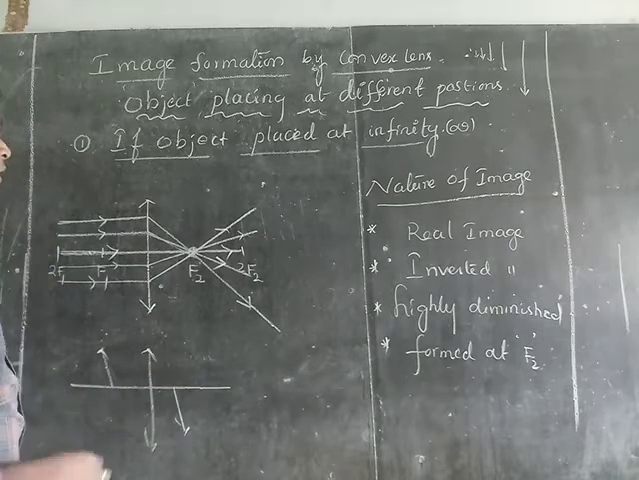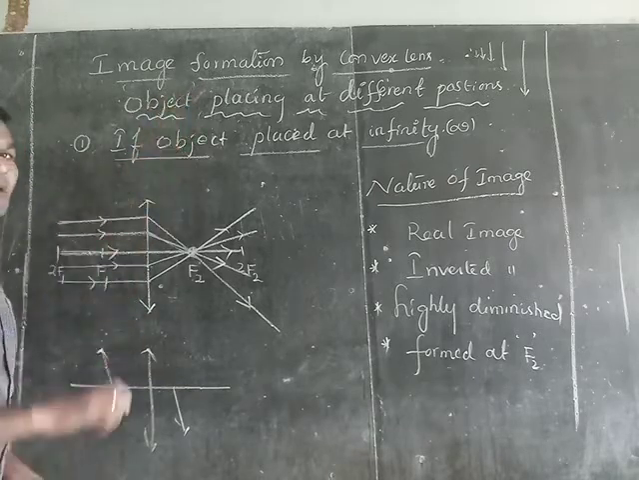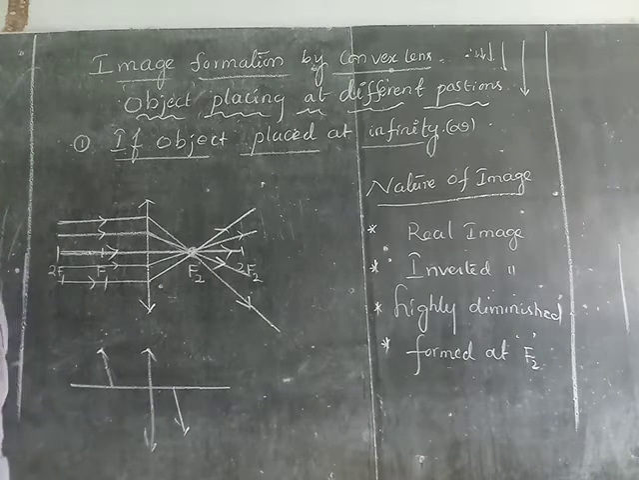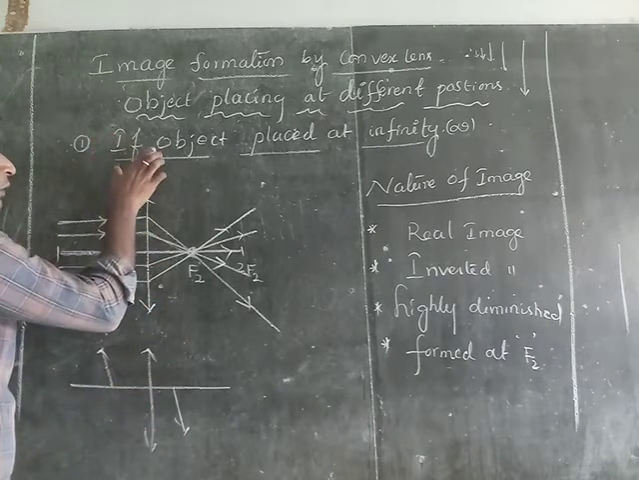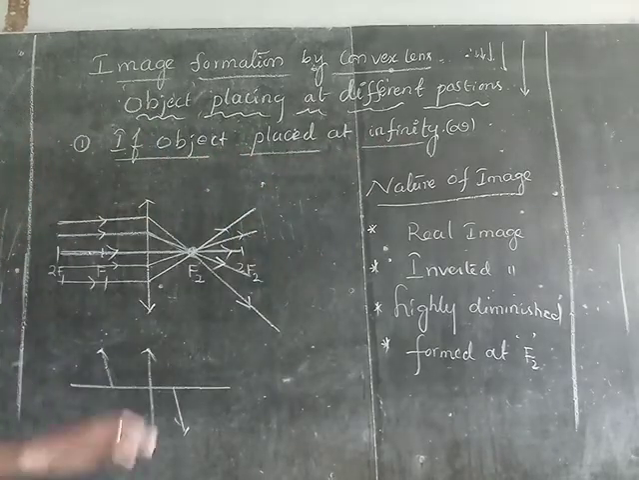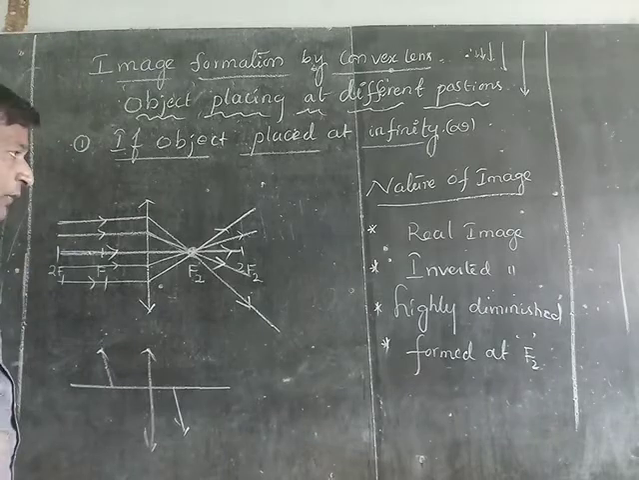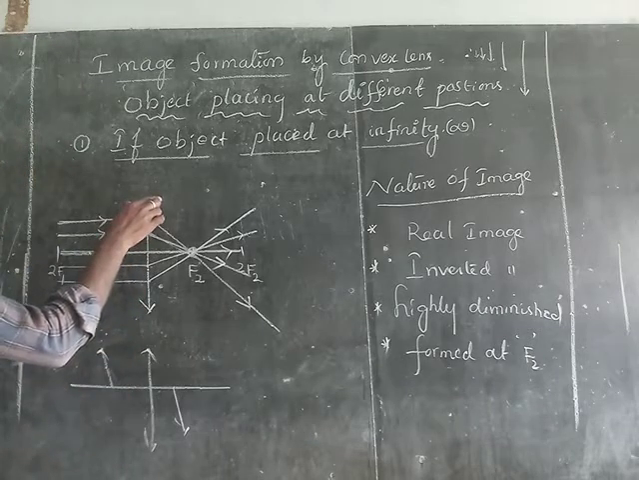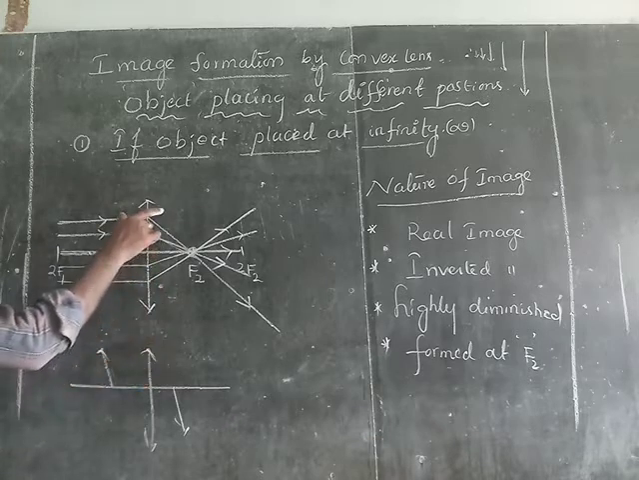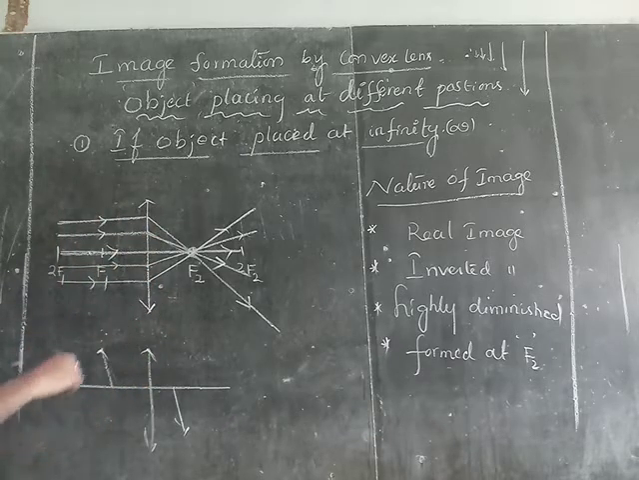In this convex lens there are 6 ray diagrams. First one, if the object is placed at infinity. First we have to draw the lens. This is the symbol of a convex lens. The object is placed at infinity.